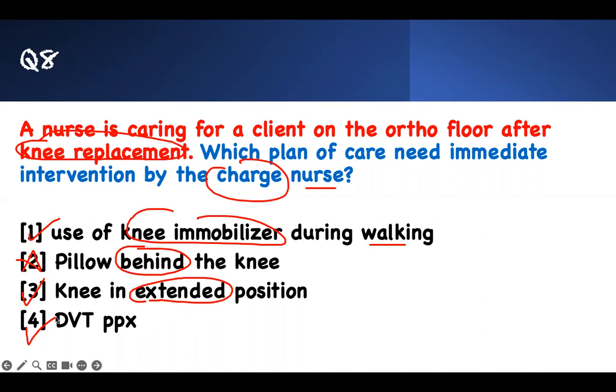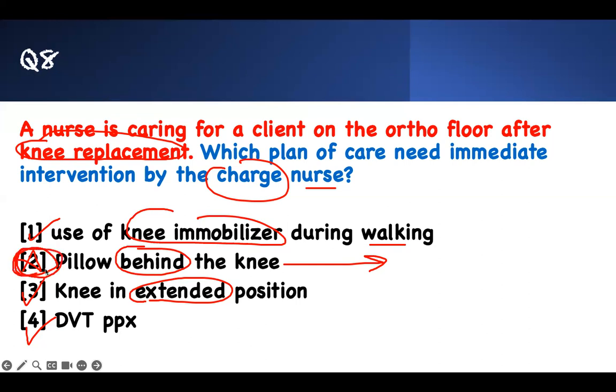And then you have to give them DVT prophylaxis. So they need immobilizer to work. No pillow behind the knee. It's only at the lower portion, and they keep the knee in extended position, prevent a blood clot. That's what you do. So which of the following need immediate intervention is that one? Even though I checked this, I mean, these are right, this is wrong. So the wrong answer need immediate intervention.